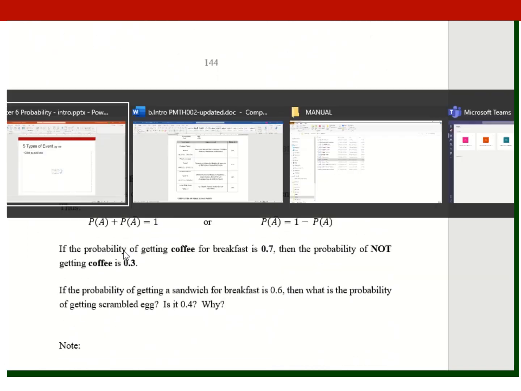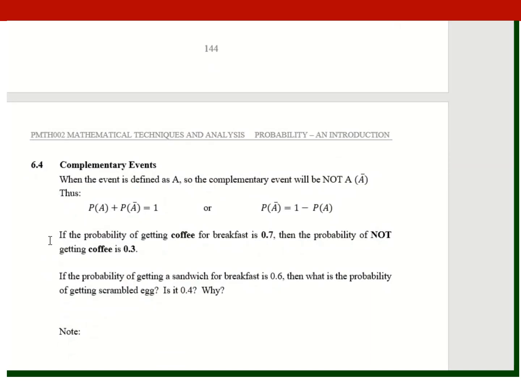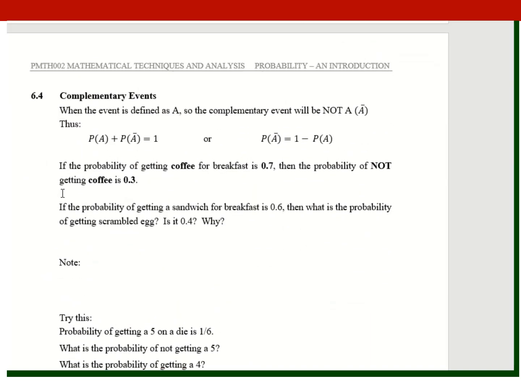All right. So let's look at the complementary event. So this is your slides and I'm here in your manual. I'll just use your manual because the slides are pretty close to it. Okay. So probability of A happening plus the probability of A not happening is 1. All right. So if the probability of getting coffee for breakfast is 0.7, then the probability of not getting coffee should be 0.3.